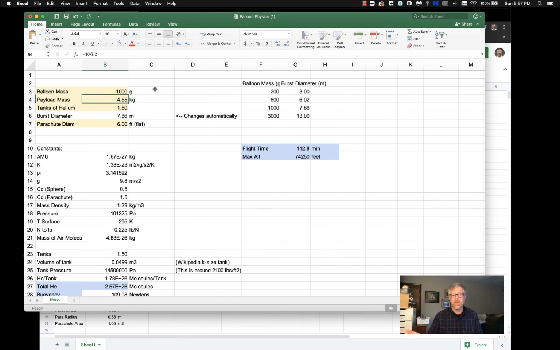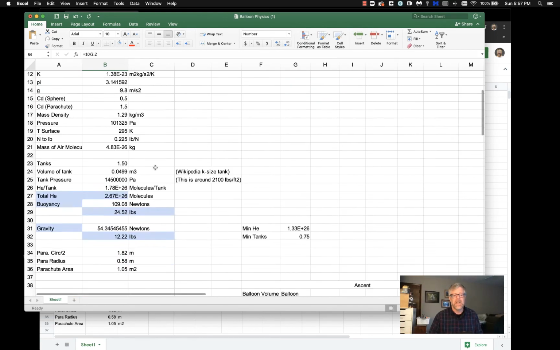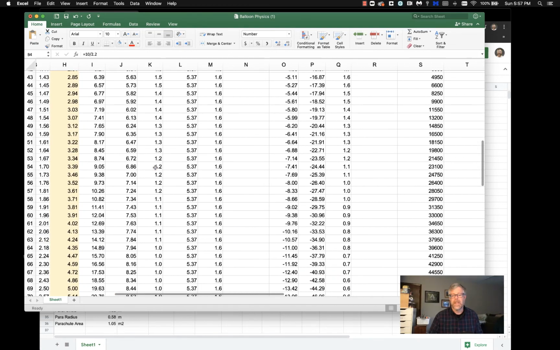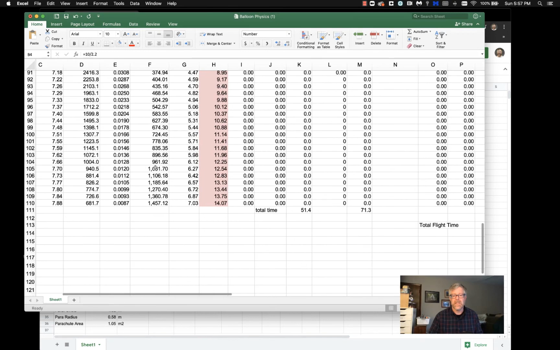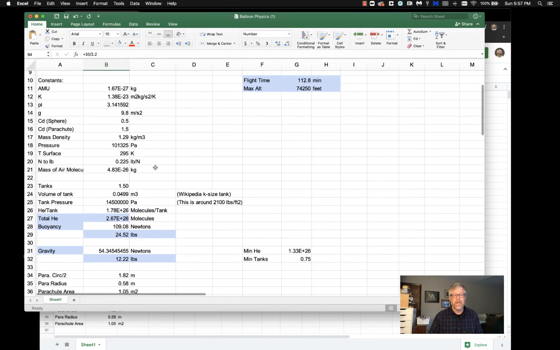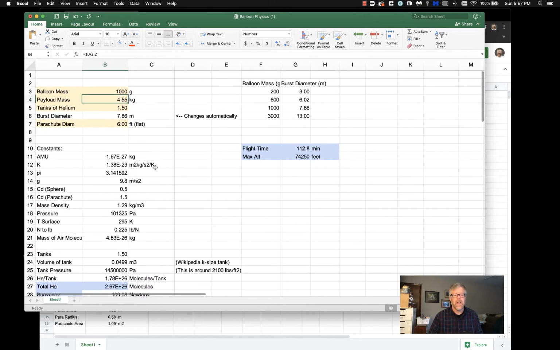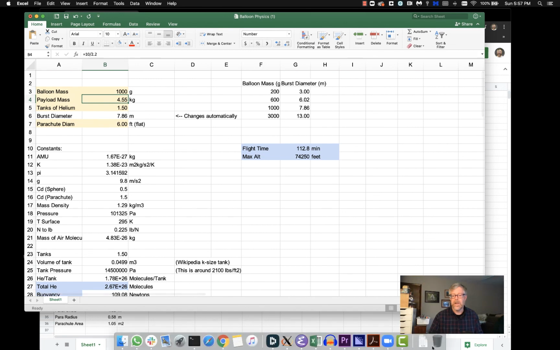Download this code or download this Excel spreadsheet and then investigate and see if you can play around with this and make your balloon fly. And that's, I think, about it.